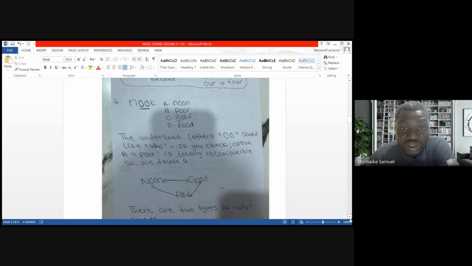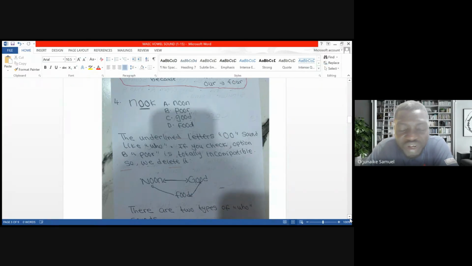Number 4, nook. Nook. You see? The underlying letters OO sound like oo, as in nook. If you check, option B, poor, is totally incompatible, so we delete that one. We now have look, good, food. Then the question is, are the three of them going to be the answer?